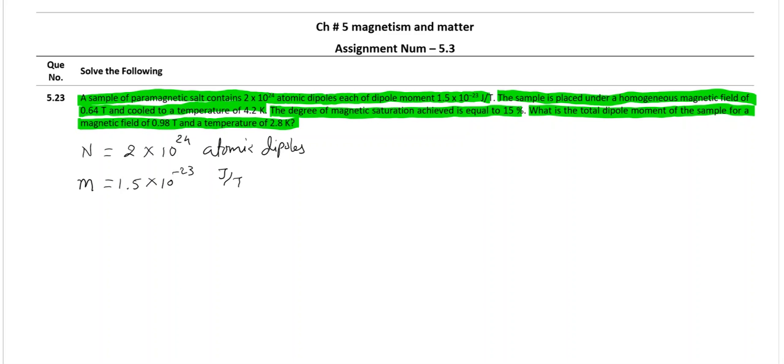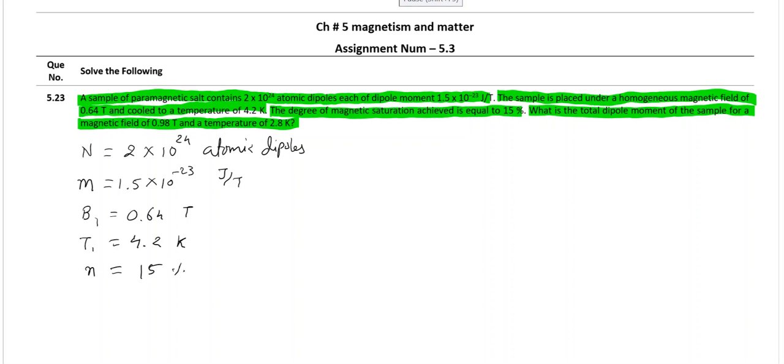The sample is placed under a homogeneous magnetic field of 0.64 Tesla. Let it be B1, 0.64 Tesla, at temperature 4.2 Kelvin. So let 4.2 be T1. The degree of saturation achieved is 15%. Let it be small n. So small n is 15%.